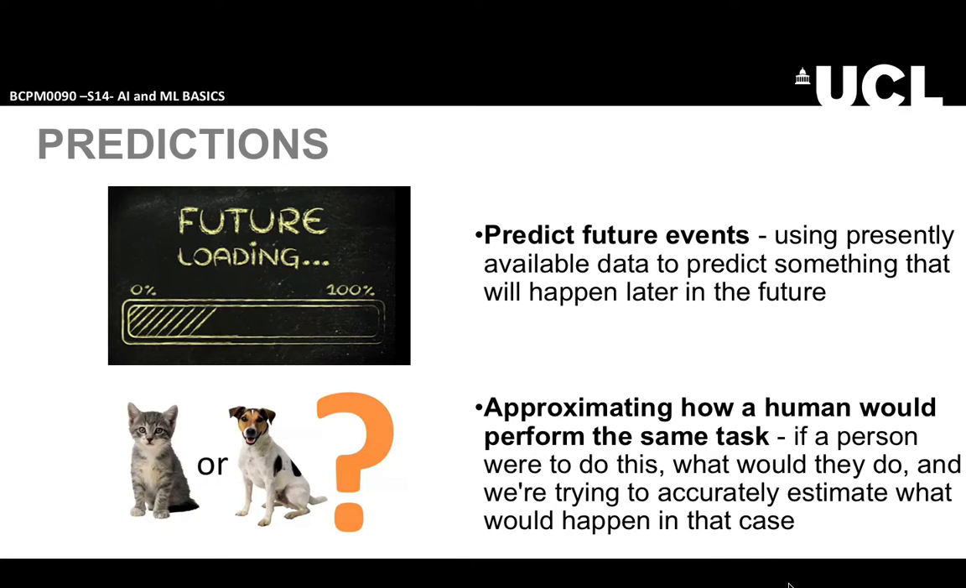On the other hand, the second meaning that we can give for prediction in predictive analysis is to provide an approximation to how a human would perform a particular task. By making predictions, the algorithms will try to accurately estimate what will happen in that case. A classical example is classifying photos. In that case, you are not trying to look into the future, but you are trying to say, if a person were to do this, what would they do?